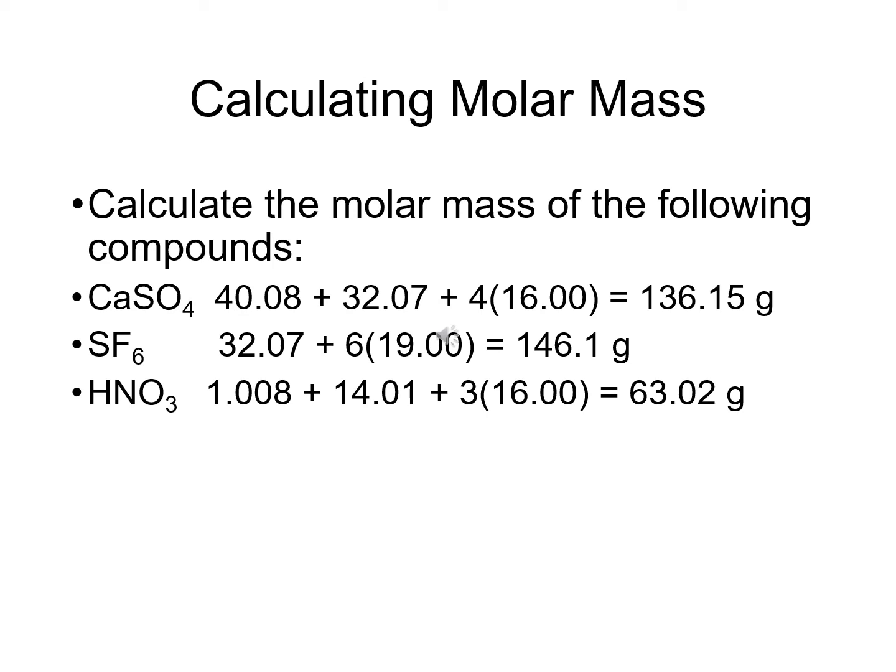Now, our next compound is nitric acid, and we have 1 hydrogen and 1 nitrogen and 3 oxygens. So we have the molar mass of hydrogen, 1.008 grams, plus the molar mass of nitrogen, 14.01 grams, plus 3 times the molar mass of oxygen, 3 times 16.00. This gives us a molar mass for nitric acid of 63.02 grams. Okay, if you have questions about this, please go ahead and email me about formula mass, molecular mass, or molar mass. All right, now we're going to move on to talking about ionic compounds.